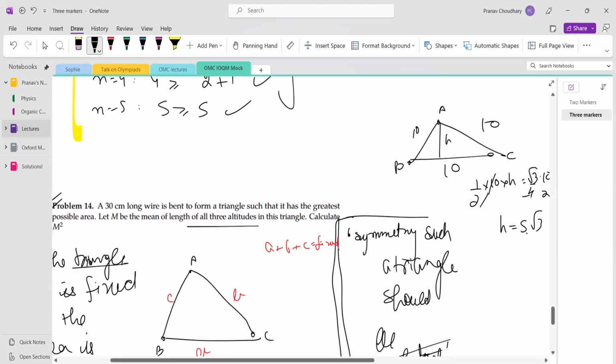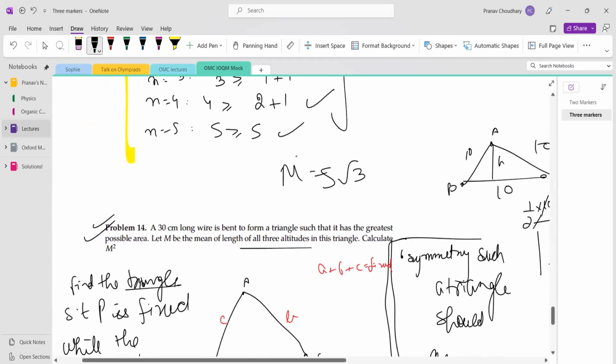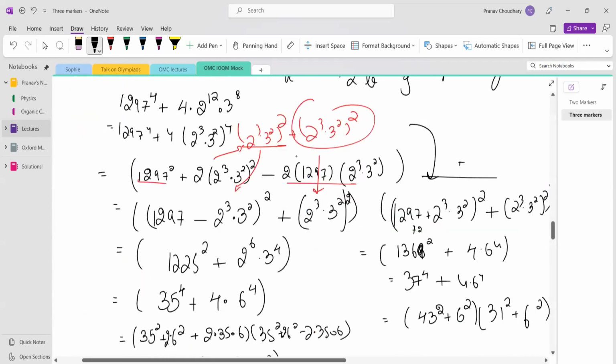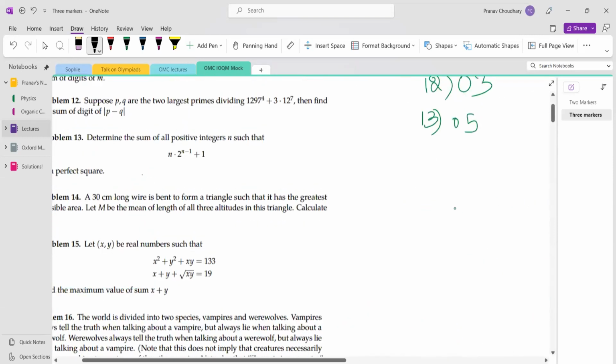It just says let m be the mean of the lengths of all three altitudes. So all three altitudes are of equal length. So the mean is just this. So m is 5 root 3. And we have to find m square. So it's just 75. So the answer is 75.